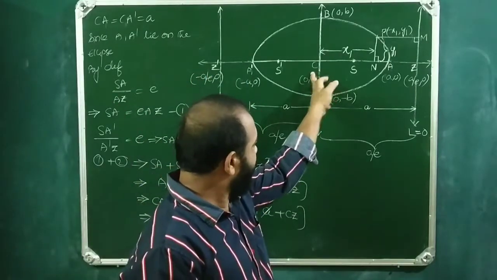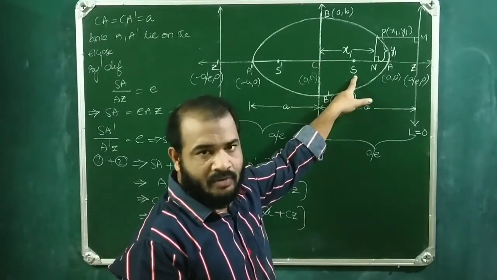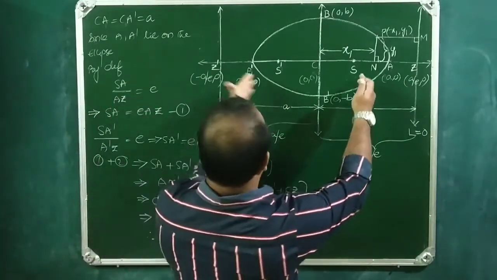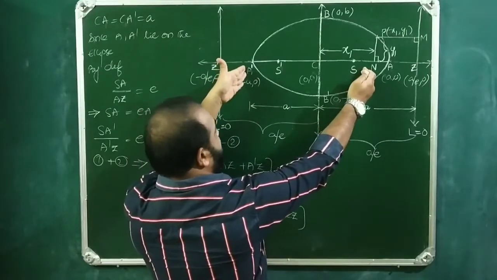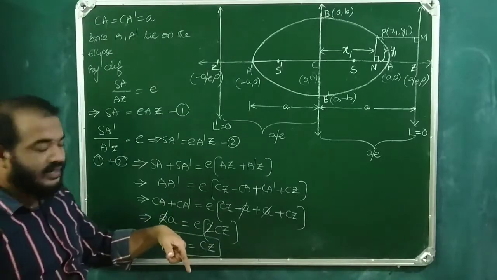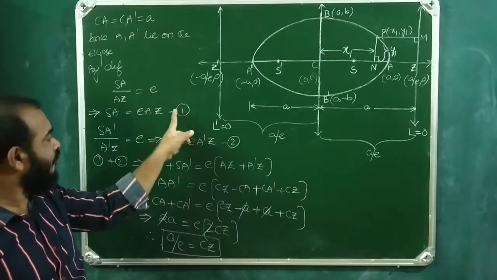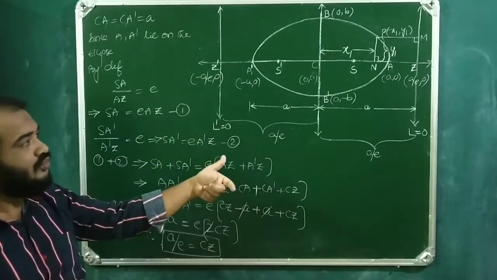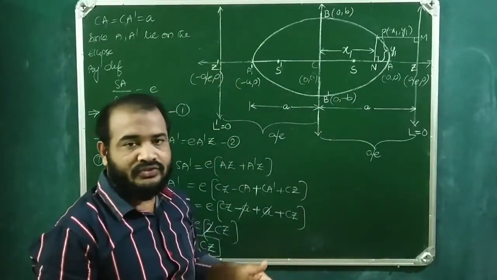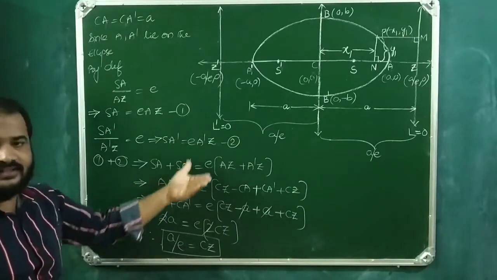To obtain this CS, the distance between the center and the focus, the fixed point, consider SA and SA dash. You see here, SA dash is this large segment and SA is this. So obviously I will prefer 2 minus 1 rather than 1 minus 2. Why not 1 minus 2? Because SA is only this, and SA dash is this large amount. So instead of 1 minus 2, I will prefer 2 minus 1.